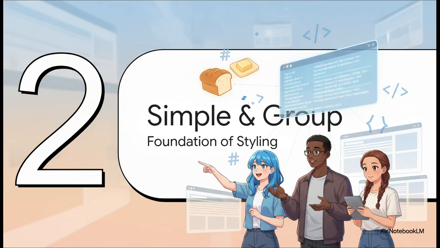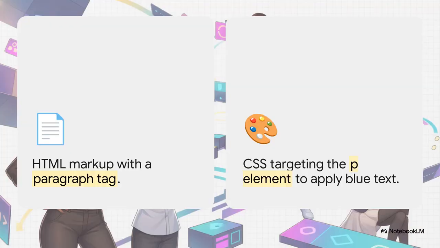Section 2. Simple and group selectors, the foundation of styling. All right, let's look at the element selector. Take a second and look at the code here. We just have a P in our CSS. Before I give it away, predict which element turns blue. Got your guess? Yep. It targets all paragraph tags. Every single paragraph on that page becomes blue. It's a super broad brush, perfect for baseline styles.